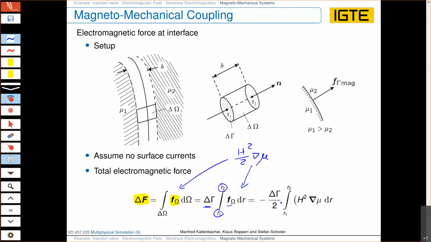The factor 2 is now in front of the integral, which is clear. We have to integrate here now this term h squared gradient mu over the radius r here. Just we close the parenthesis.